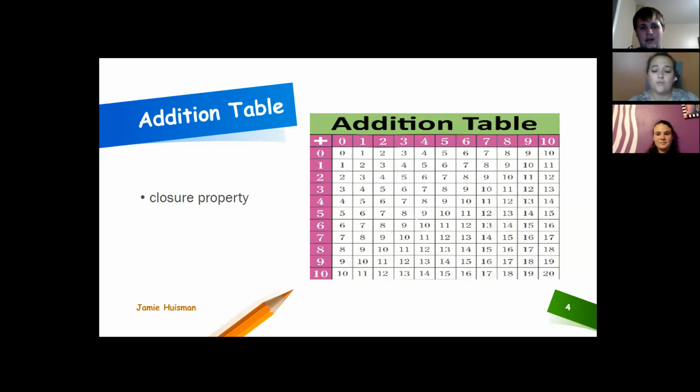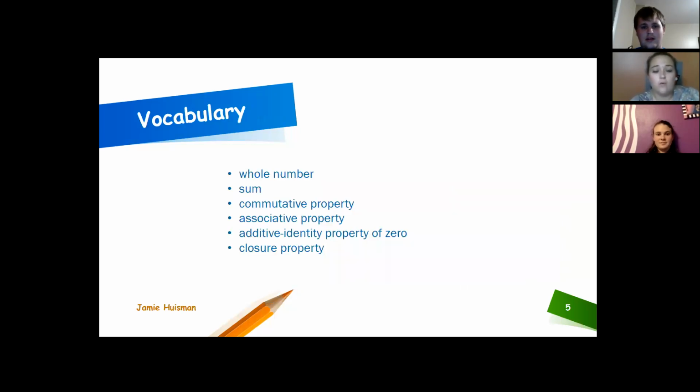In conclusion, let's review our vocabulary words. We've learned today the meaning of whole number, sum, commutative property, associative property, additive identity property of 0, and the closure property. I hope you've gained some math knowledge today. Simply review these skills to help your child maintain their knowledge through the summer.